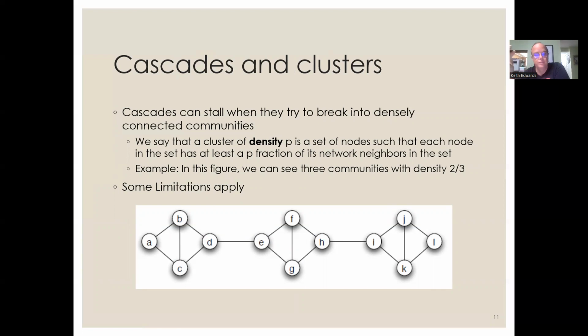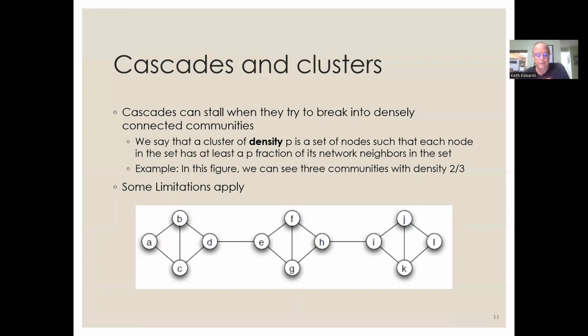So in this figure, we can see 3 communities with density 2/3. Now, some limitations apply, and the authors say, "As with any formal definition, it's important to notice the ways in which it captures our motivation, as well as some of the ways in which it might not. Each node in a cluster does have a prescribed fraction of its friends residing in the cluster as well, implying some level of internal cohesion.